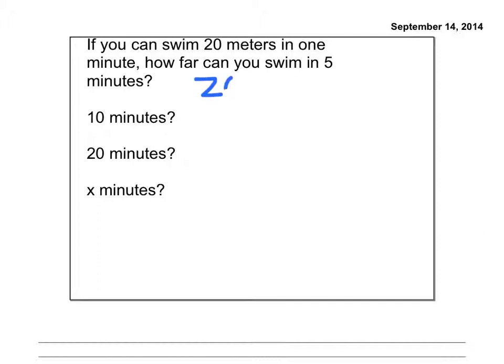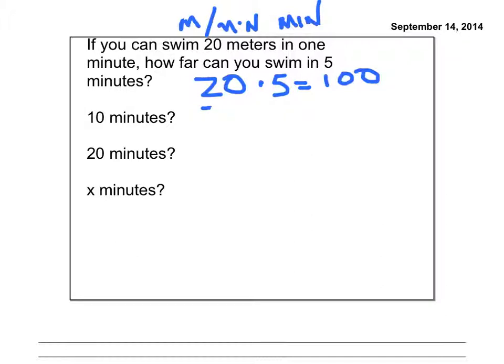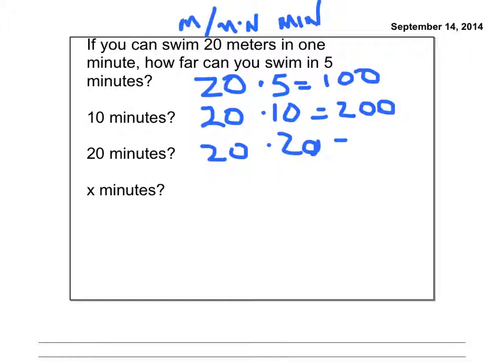It was 20 times 5 equals 100, where the first part was the meters per minute, and the second part was the number of minutes. So on the second one, if we did it for 10 minutes, how far could you swim? Right, you would go 20 times 10, and you would get 200. And if you swam for 20 minutes, you would go 20 times 20 minutes, and you would get 400.